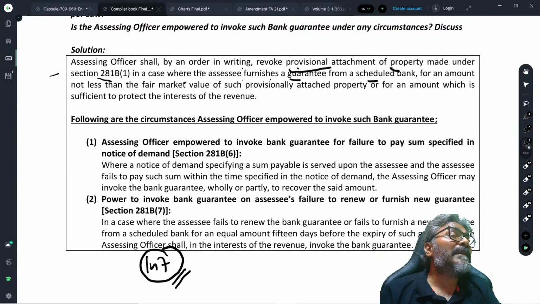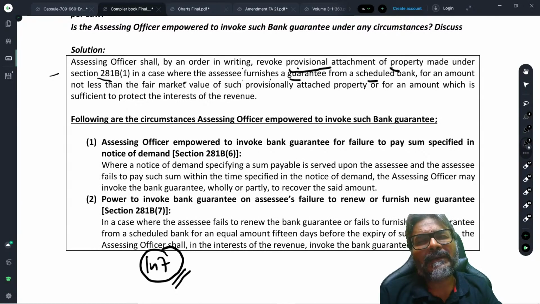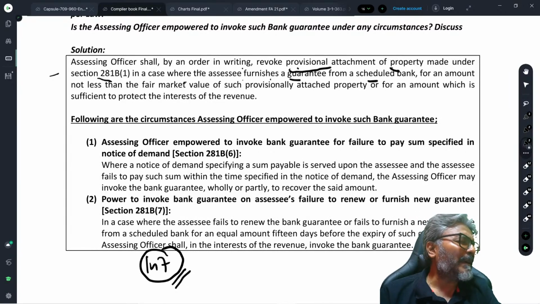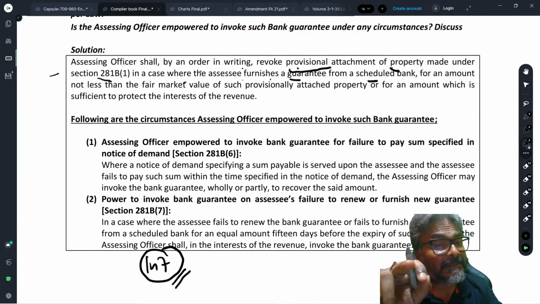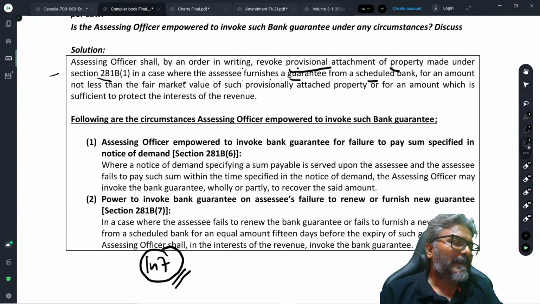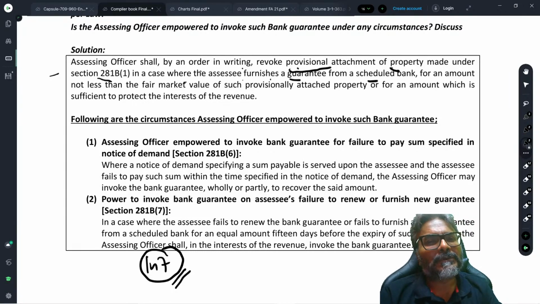So the law says that fine, if the provisional attachment gives you that level of inconvenience, then do one thing: furnish a bank guarantee which is equal to the fair value of the property provisionally attached. So furnish the fair value, the provisional attachment will get revoked, and that exactly is the point. Did you all get this one, students?